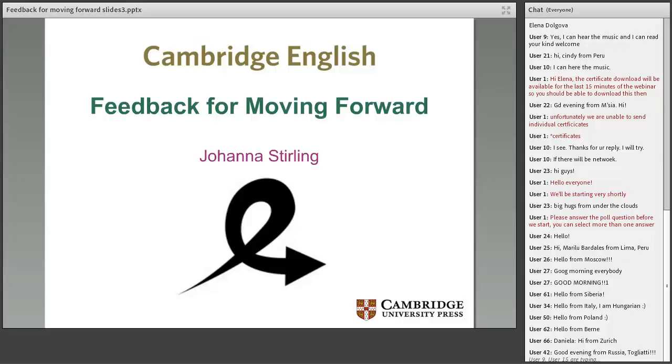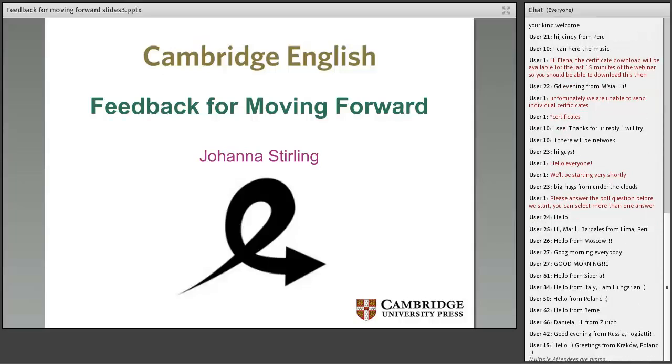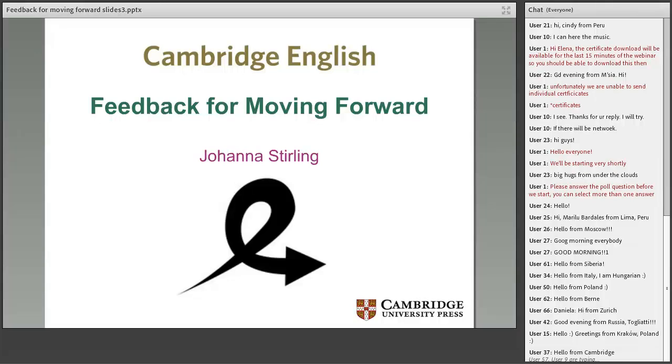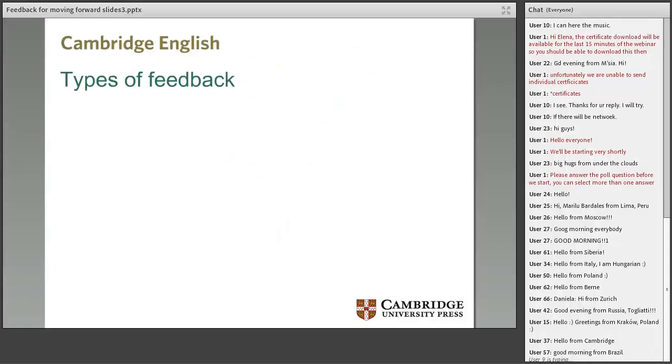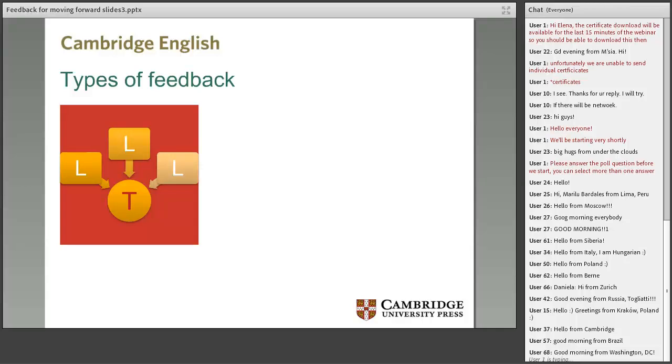Right. So today we're going to be looking at feedback and how we can make feedback really effective to help students move forward and onto a higher level of English. All right. First, I want to just check that we all have the same kind of idea what we mean by feedback, and we're going to look at three different types of feedback. And the first one is this. Okay, if you can imagine what that is.